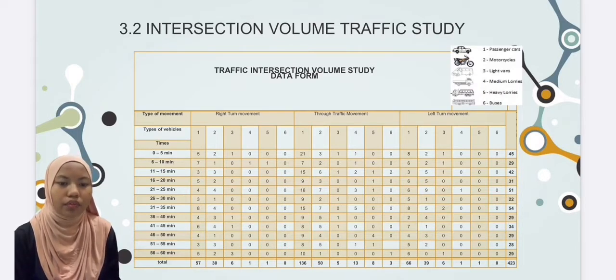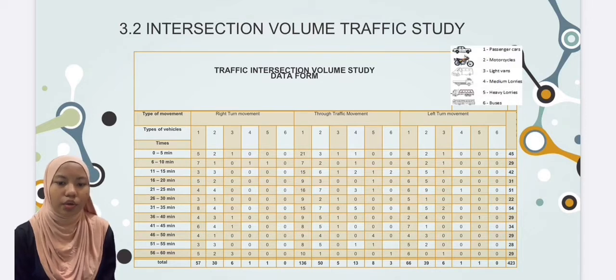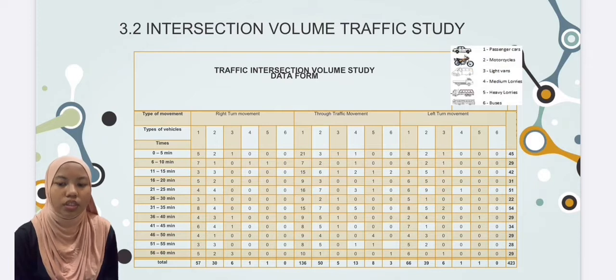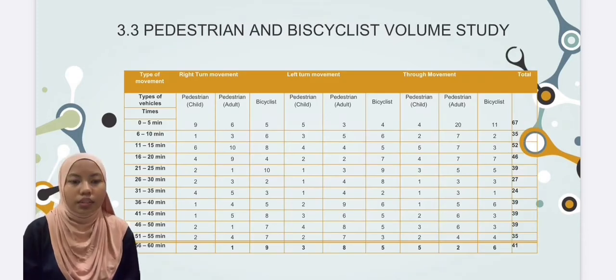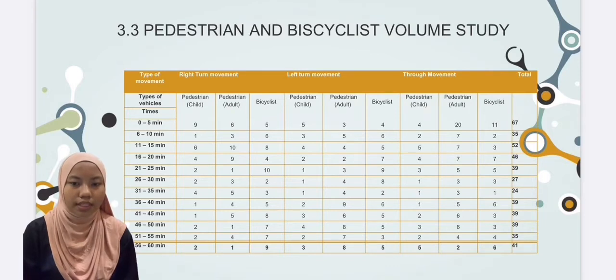We are taking counts for 5 minutes by 5 minutes for 1 hour, and we are taking four types of vehicles, which is passenger car, motorcycle, light van, medium lorry, heavy lorry, and also bus. And the final result, we counted 423 vehicles for 1 hour at the location plan. We are also taking data for the pedestrian and bicycle volume study. And this is the final data that we got, which is 41 for 1 hour.